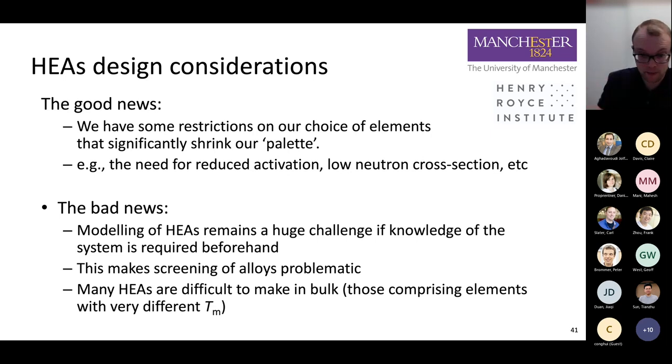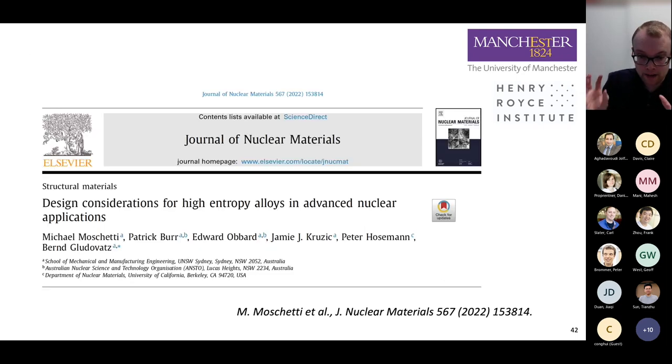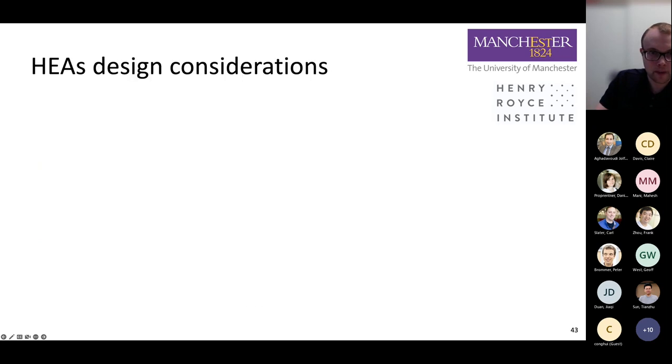Another set of bad news: I mentioned before that ODS steels were difficult to make in bulk. Well, often high-entropy alloys are difficult to make in bulk too, particularly if you've got very different melting temperatures amongst the elements, okay? And again, another great review on that. I recommend it if you are interested in design considerations for nuclear applications in general, HEAs. Do check out this review here.